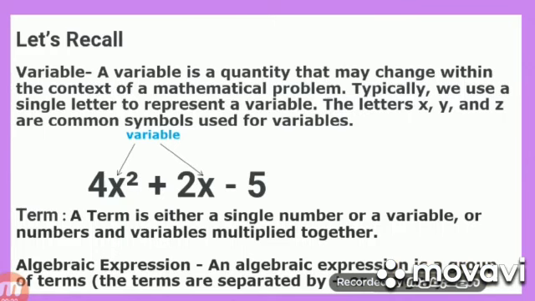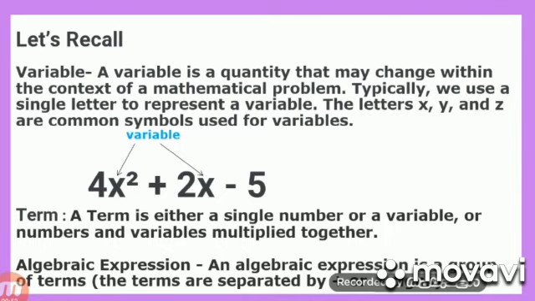Let us recall the definition of a variable. A variable is a quantity that may change within the context of a mathematical problem. Typically, we use a single letter to represent a variable. The letters x, y, and z are common symbols used for variables. For example, 4x² + 2x − 5. Here we have used the variable x.